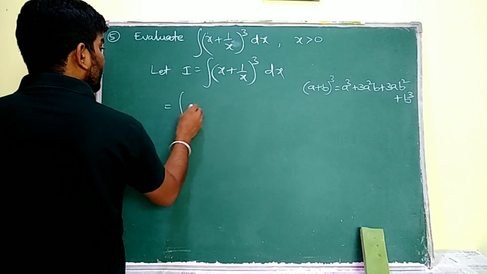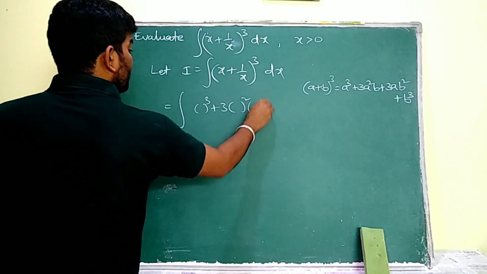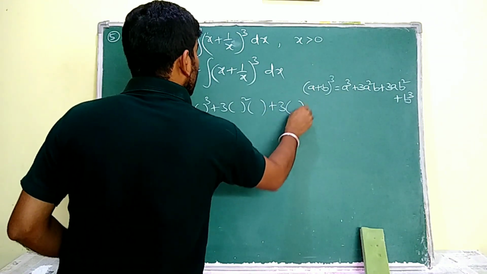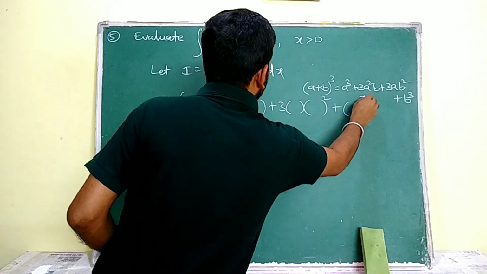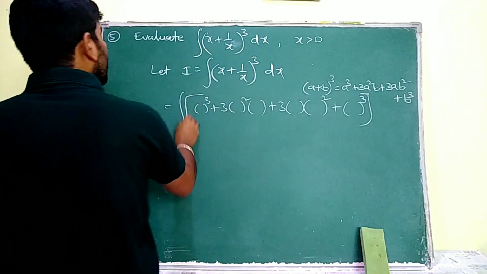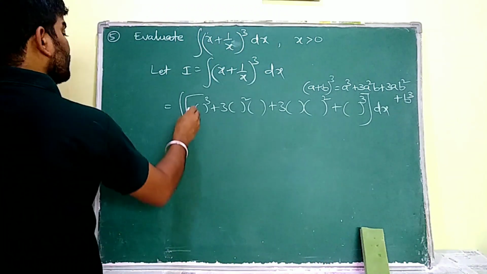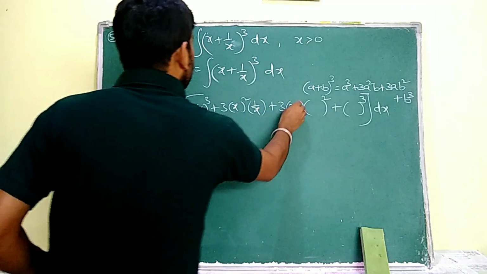Then integral, see, x cube plus 3x square into 1 by x plus 3x into 1 by x whole square plus 1 by x whole cube. I am going to write empty brackets in the place of x and 1 by x. Then after I am going to fill. Then it is easy for you to write the values.